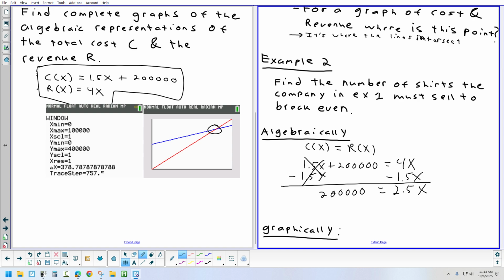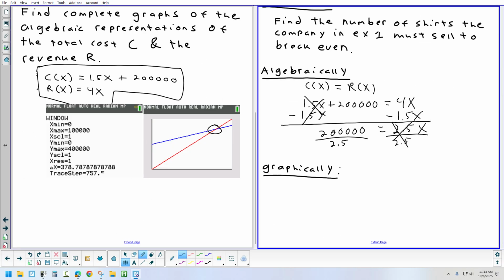And what would be our last step to get x by itself? Divide by 2.5. Yep, I'm going to divide by 2.5. And that's going to come out to 80,000. And that's shirts. Okay, that's 80,000 shirts. And that's what they wanted to know. How many shirts do you have to sell to break even?